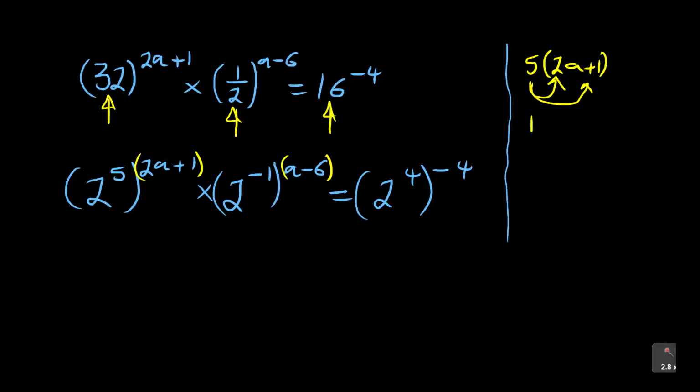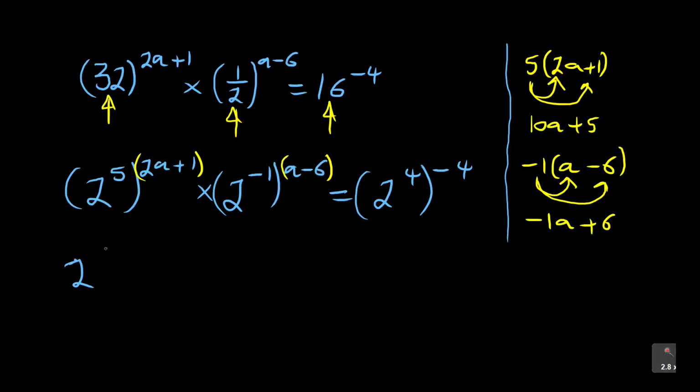You'll have 5 times 2, 10a, 5 times 1 plus 5. Same thing with the minus 1a minus 6. You are opening the bracket, which is negative 1a, and minus 1 times minus 6 is plus 6. Are you seeing that? So you're going to have 2 to the power 10a plus 5 times 2 to the power negative 1a plus 6 is equal to 2 to the power 4 times negative 4, which is negative 16.